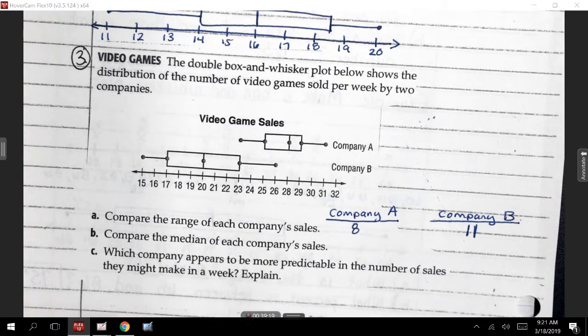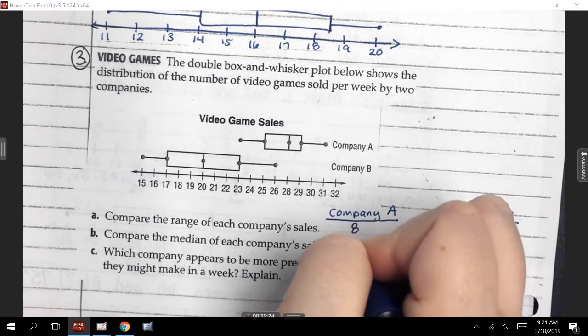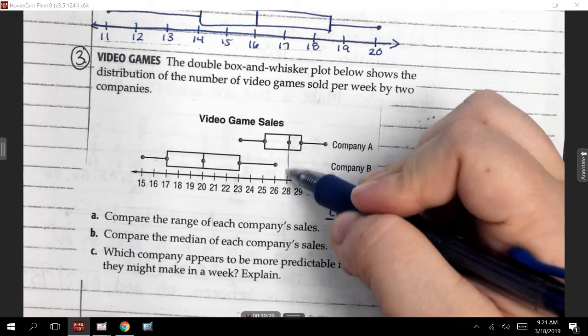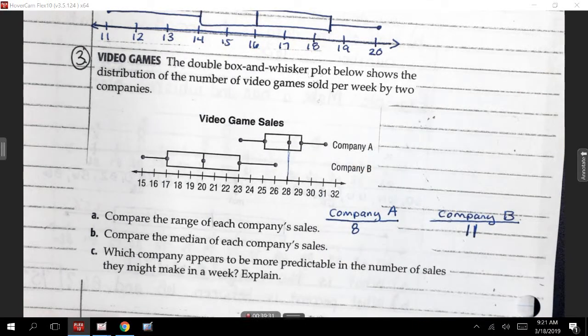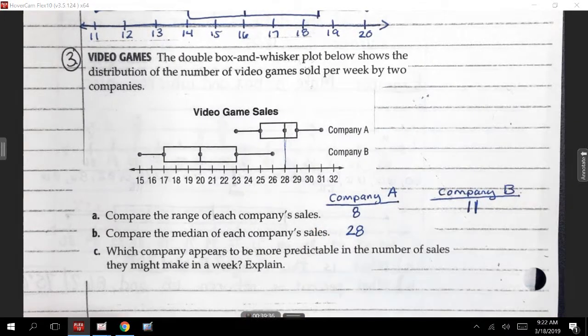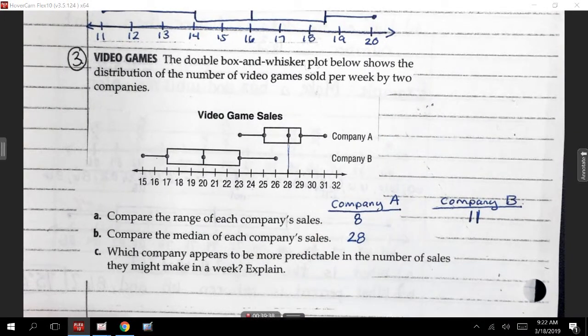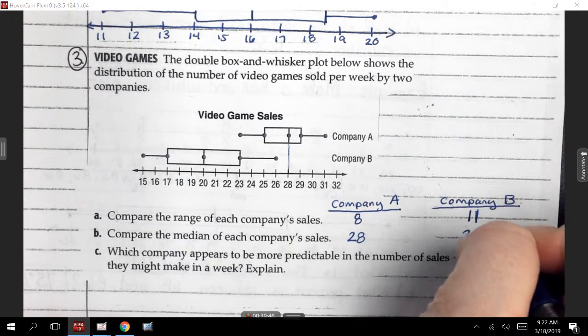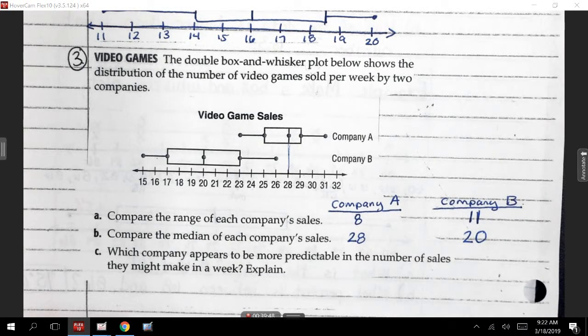What was the median for company A? Alexandra? 28. I'm not seeing 0.5. When I go down, it goes straight to 28. Do y'all agree? Okay, so I got 28 for company A. What's my median for company B? It's a little bit easier to see since it's closer to the number line. Locker? 20. Okay, so company A, company B, we got our range and we got our median. Y'all okay with that?